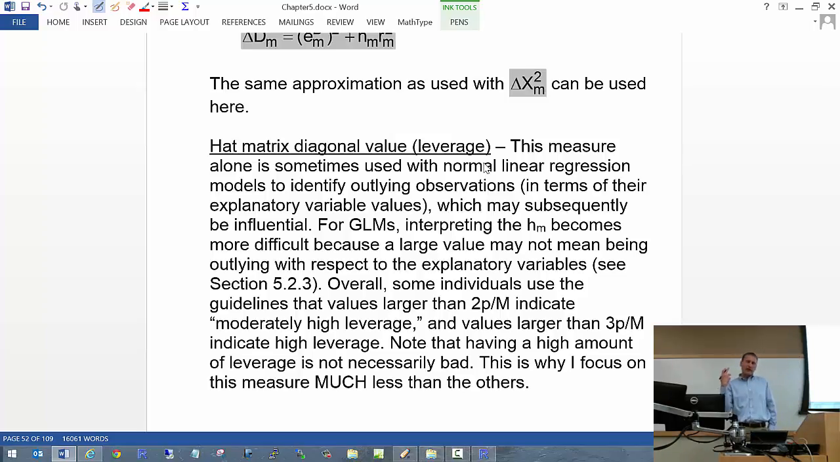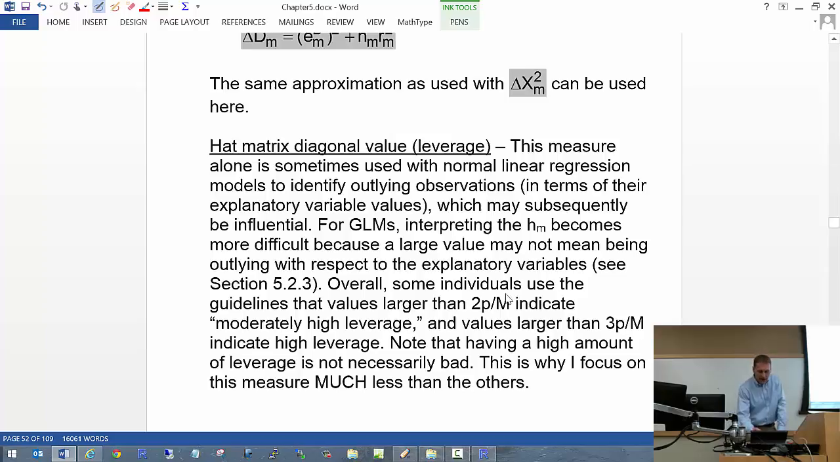As I was talking about before, it's a measure of how far a particular value of, let's say, the explanatory variables is from the center of all your explanatory variable values. If your hat matrix diagonal value is large, that could indicate that this observation has influence and potentially could be detrimental. The key is it may not be detrimental, because a large hat matrix diagonal value does not mean it is detrimental, for reasons that I mentioned before.